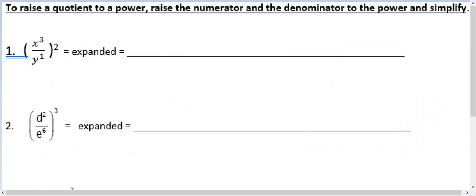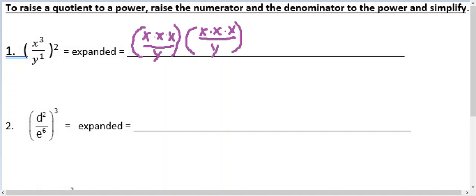All right, to raise a quotient to a power, raise the numerator and the denominator to the power and simplify. So in our example 1 here, I'm going to expand it out. So I have x to the 3rd over y to the 1st raised to the 2nd power. So that x to the 3rd means I have x times x times x on top. Y to the 1st means I have 1 y in the bottom. And it's being raised to the 2nd power, so that means it's happening twice. So I have x times x times x on the numerator and y in the denominator.